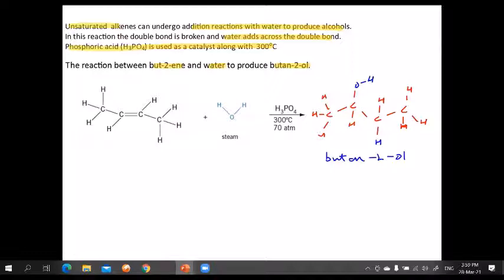So what will happen is that the H2O will break the double bond and we'll have an alcohol, because now we have a hydroxy, the OH functional group, on one of our carbons. And then the other hydrogen that was broken off from H2O will be on another carbon.